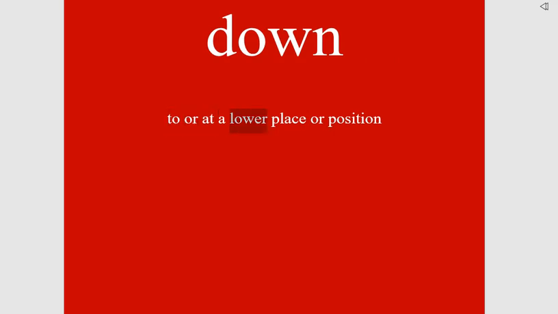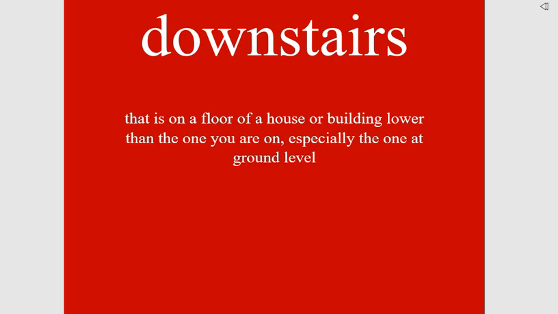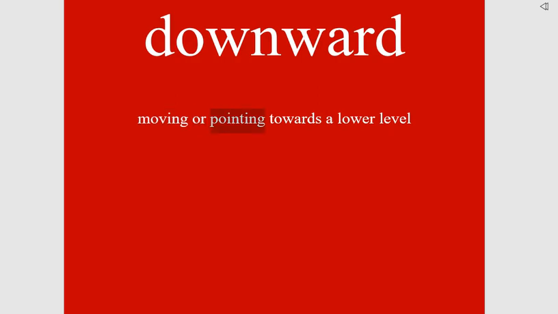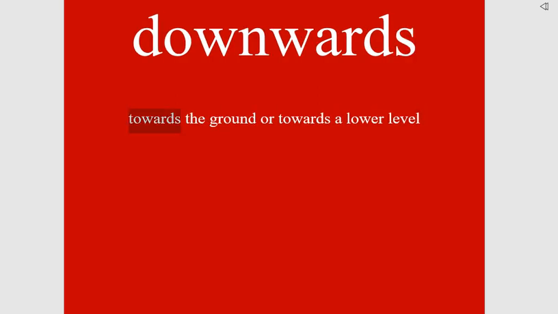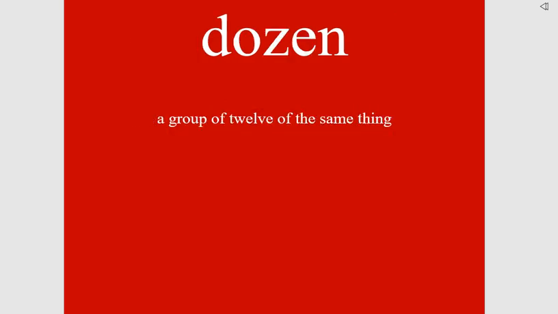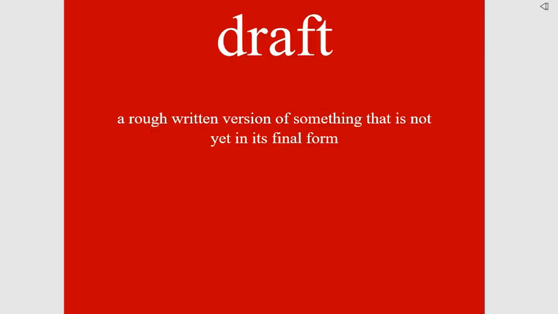Down. To or at a lower place or position. Downstairs. That is on a floor of a house or building lower than the one you are on, especially the one at ground level. Downward. Moving or pointing towards a lower level. Downwards. Towards the ground or towards a lower level. Dozen. A group of 12 of the same thing. Draft. A rough written version of something that is not yet in its final form.